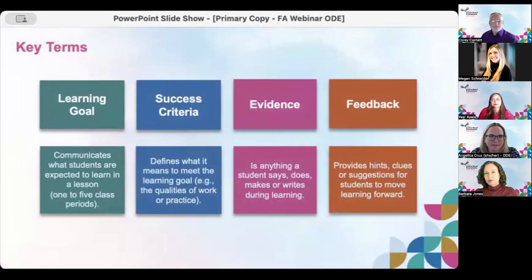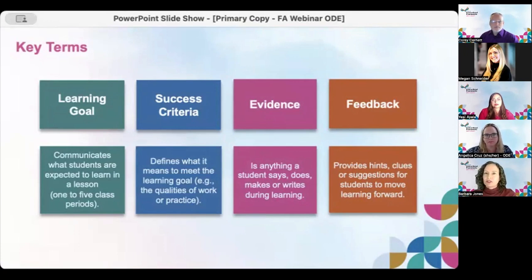All right, so we want to make sure that everyone is on the same page in the terms that we're using. So I'm just going to briefly go over some of the key concepts and terms that we're using today. So a learning goal in the context of formative assessment communicates what students are expected to learn in a lesson, and a lesson can be defined as 1 to 5 class periods.